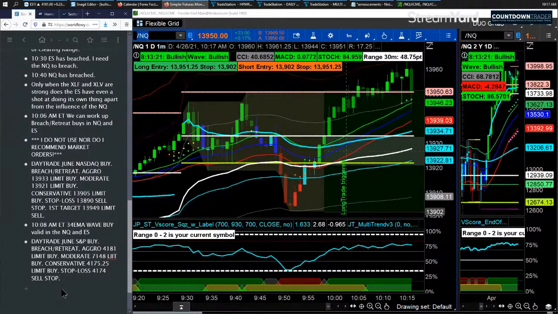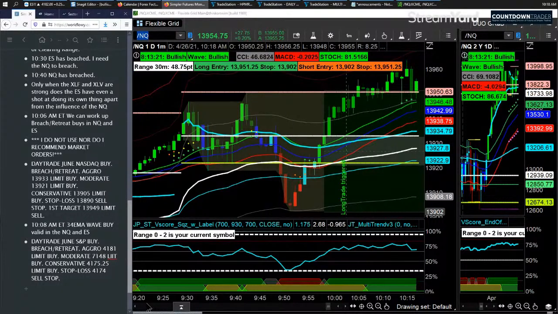Notice we're not talking breach retreats. Notice we're not talking V-score lows or any such thing for the markets right now. And by the way, your 4181 on your S&P just got tagged. I'm not talking about V-score lows anymore, right?